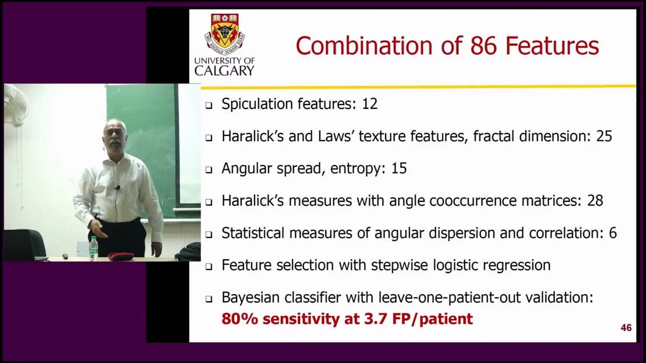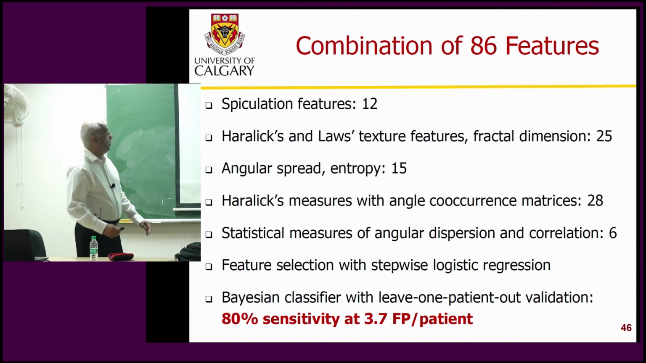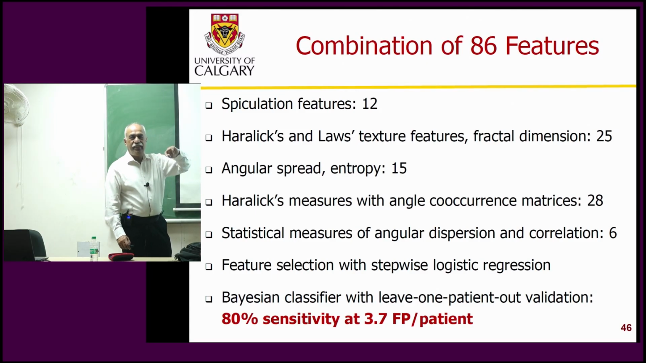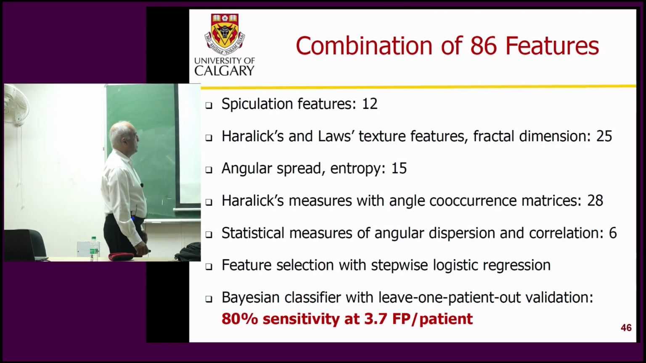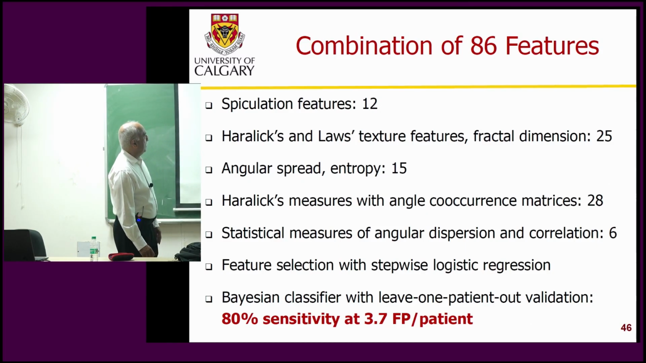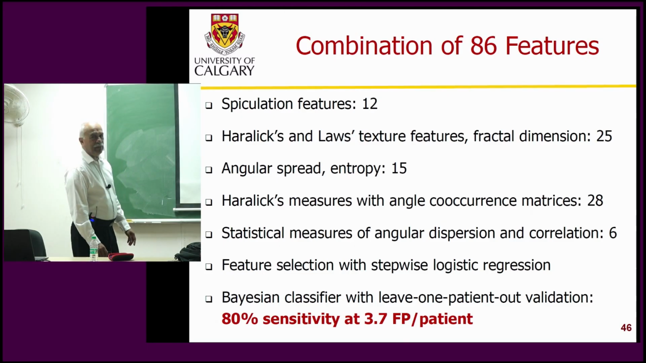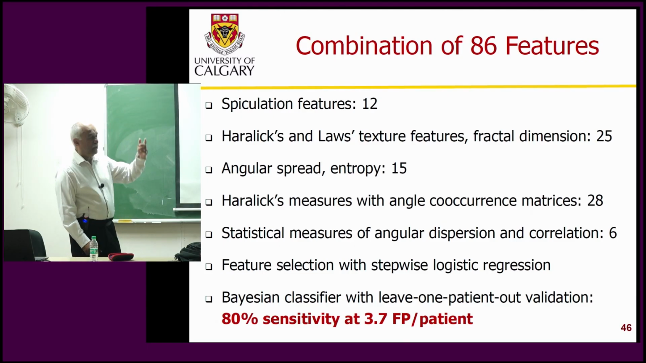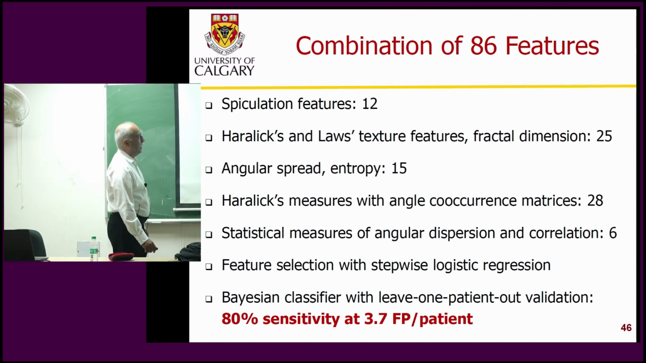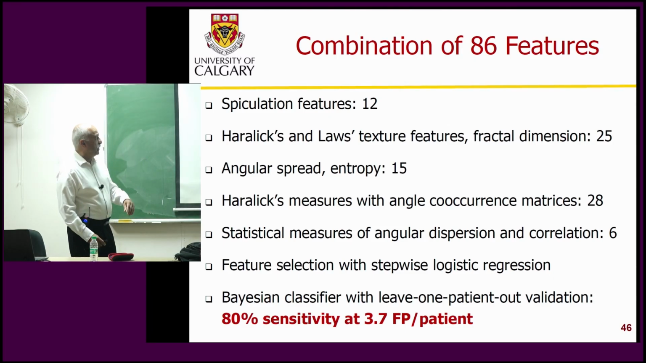Angle data will be obtained for every pixel using Gabor filters. So we computed statistical measures of angular dispersion. Now we will view it as dispersion instead of just co-occurrence of similar values. And we used 6 of those and 28 measures of Haralick's measures with angle coherence matrices. We computed 2 of them, 14 times 2. So these Haralick's measures are using gray level values, gray level coherence. These use angle coherence. And then some more measures of angular dispersion and correlation using those Rose diagrams.